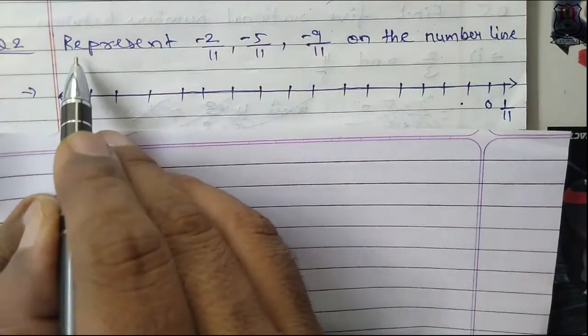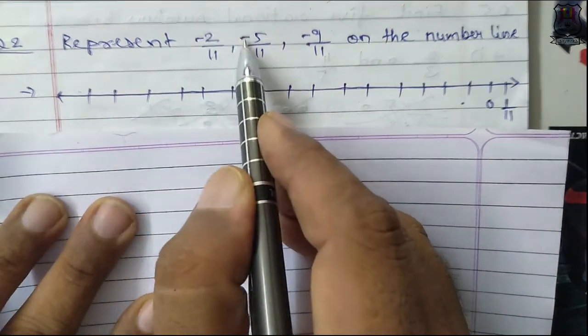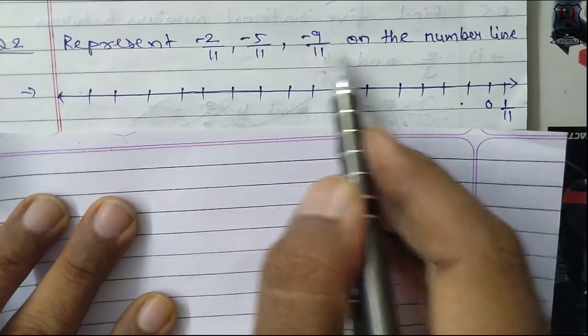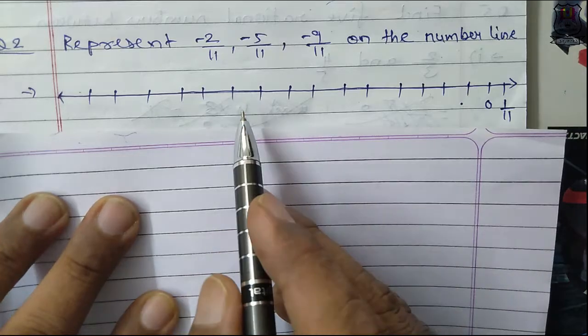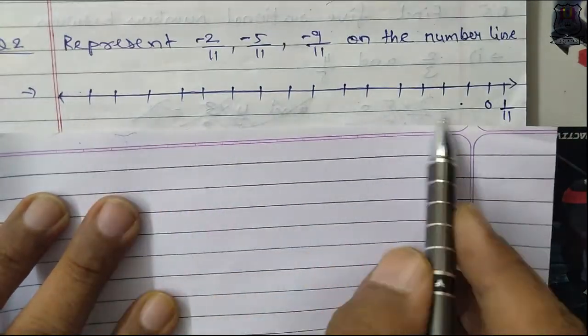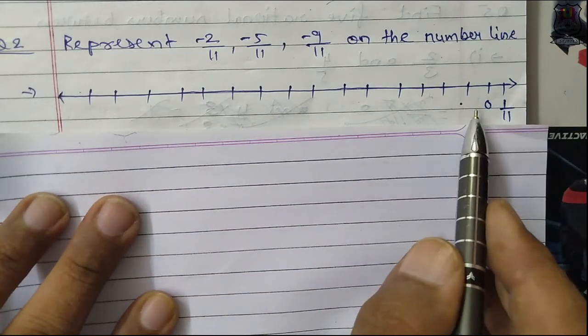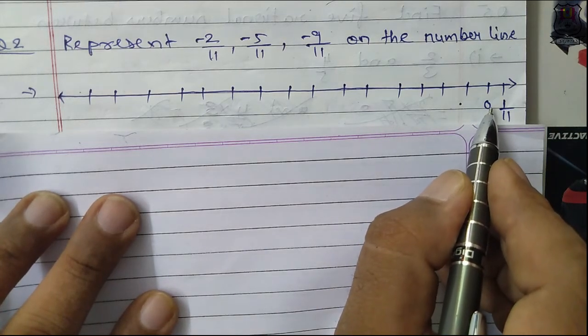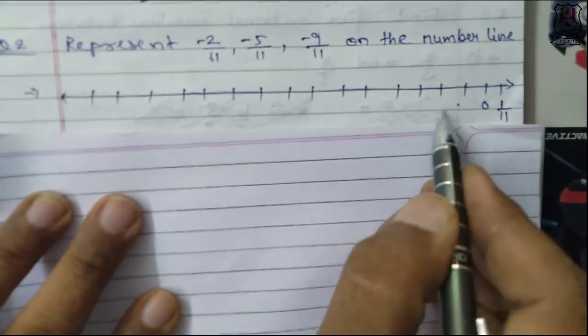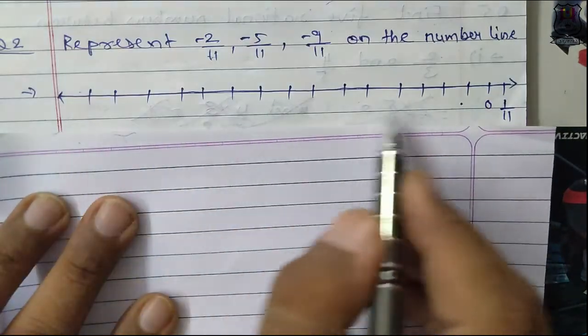Question 2. Represent minus 2 upon 11, minus 5 upon 11, minus 9 upon 11 on the number line. Now as I have explained in the previous two sums, I think you can do it. I have kept this space empty. Can you tell me how we will write this? As I have kept 0 on the right side, because all these are negative numbers, we are going to write down the negative numbers over here.